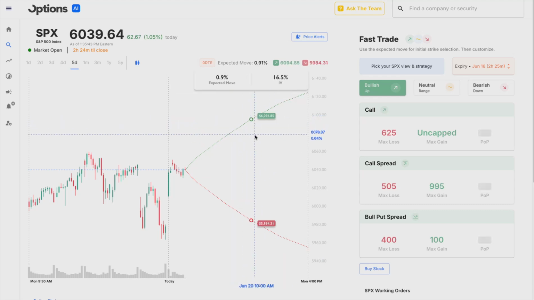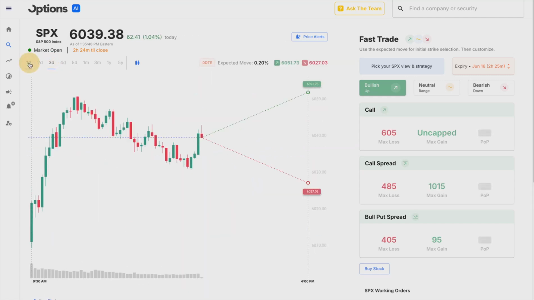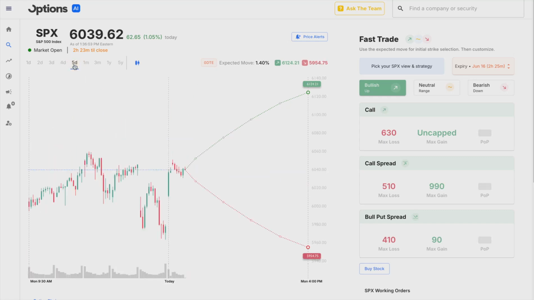And obviously, Options AI has the expected move as the centerpiece of the platform, and we're looking at the 1 day 0 DTE, and we see a 6050 and a 6025 level roughly in the SPX. But a lot of times people want to, if they're selling credit spreads, selling premium, they look at, back up the chart a few days. In this case, we're looking at the 5 day chart.